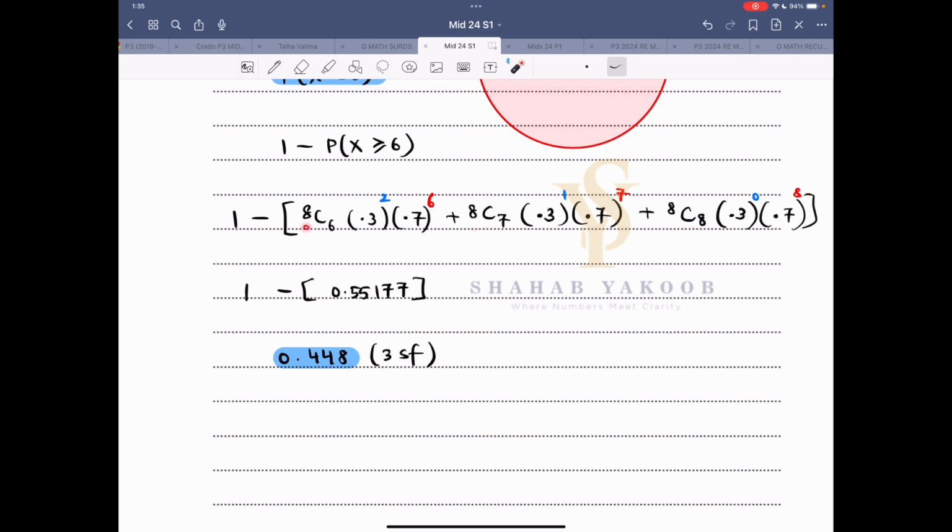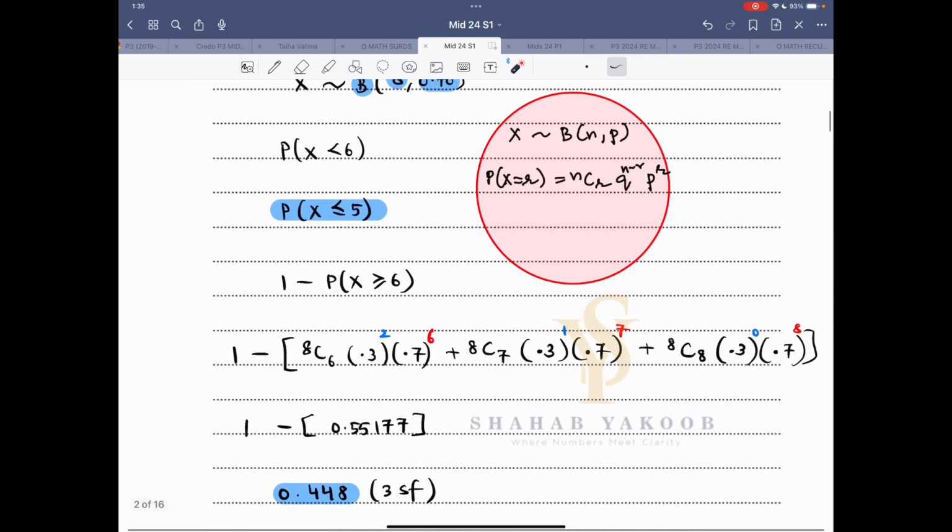The difference between 8 and 6 is 2. The difference between 8 and 7 is 1. The difference between 8 and 8 is 0. The total of these powers should equal n, and work in at least 4 SF. That is the working level of accuracy, so that the final answer should be given to 3 SF. That's how the first question is done, and it's for 3 marks.